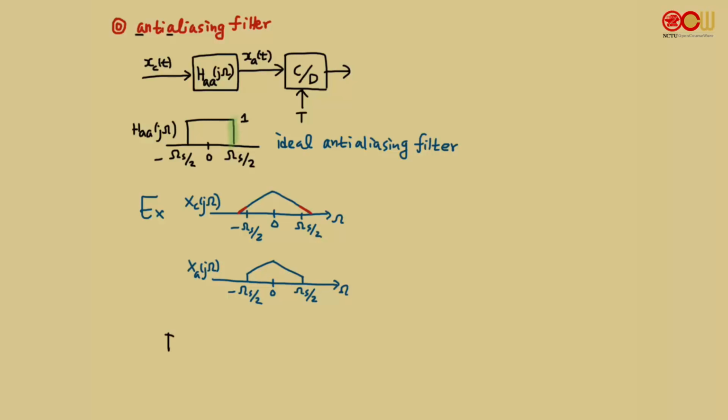If it's a practical H AA, it would look like this. It's probably going to be straight here. This is the pass band, but then it will drop gradually to the stop band, and this is omega s over 2. This is the transition band.